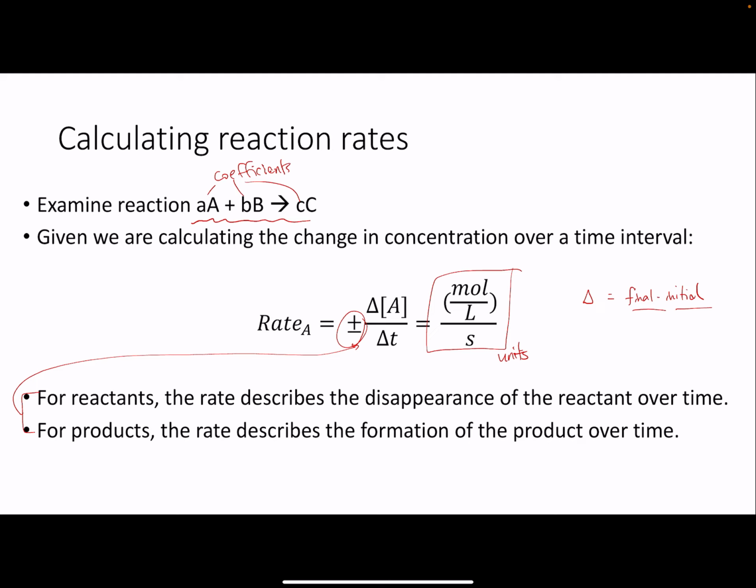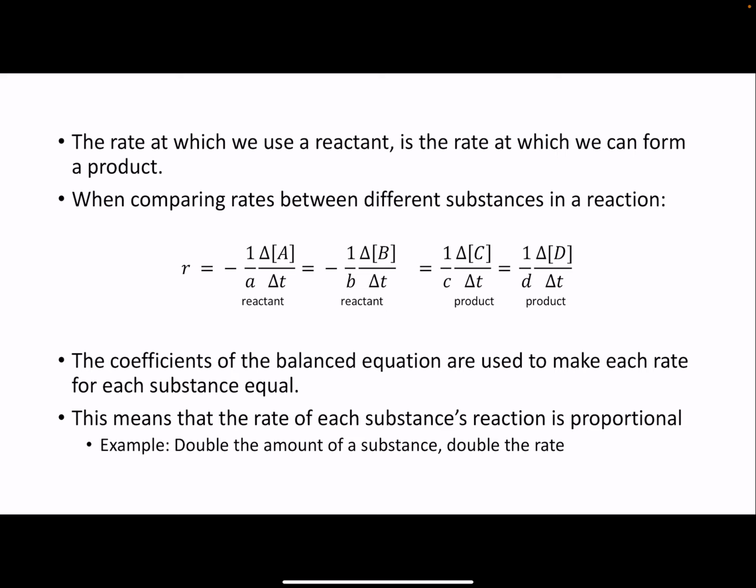So to compensate for that, anytime we find the rate of a reactant, we put a negative sign in front of it. For a product, we'll put a positive sign. So reactants, put a negative sign, products, put a positive sign, and that keeps our rate positive overall. Now, that's for calculating the rate of a single reactant that we have data for. Sometimes we'll get data for one substance and be asked to determine the rate of another. So we use this relationship here, which is fairly straightforward.